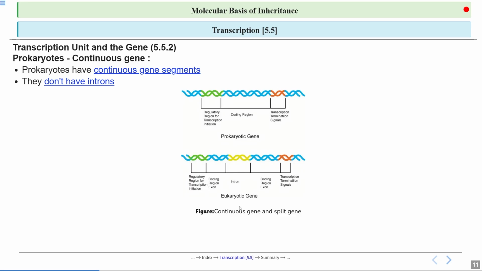But if we talk about the eukaryotic gene, then we can see here that there is a regulatory region for transcription initiation. Then there will be a coding region, which we call exon. Then there will be non-coding intervening sequences, which we call intron. Then there will be some coding region again, then a termination signal like this. So we can see here that prokaryotic genes are continuous genes, whereas the eukaryotic genes have a lot of intervening sequences.